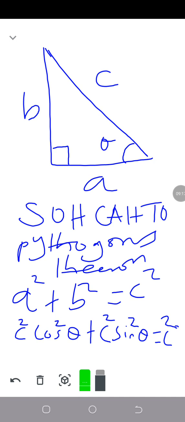In this equation, we see a common factor, which is C. So I'm going to divide all through by C squared. When I divide by C squared, I remain here with cos squared, here with sine squared, here with 1. So here we'll have cos squared theta plus sine squared theta, which is equal to 1.